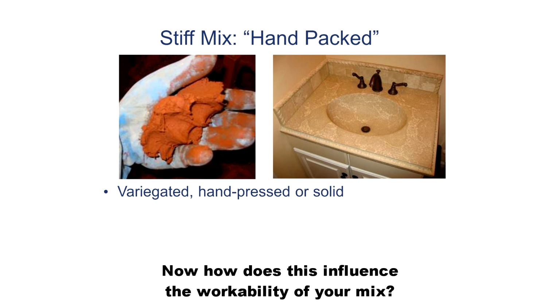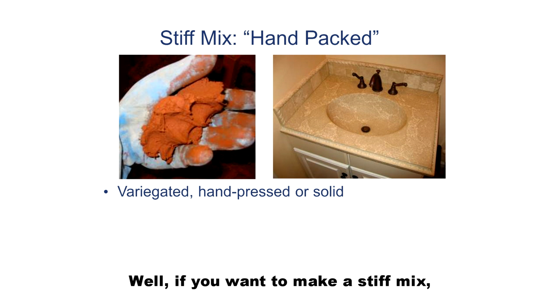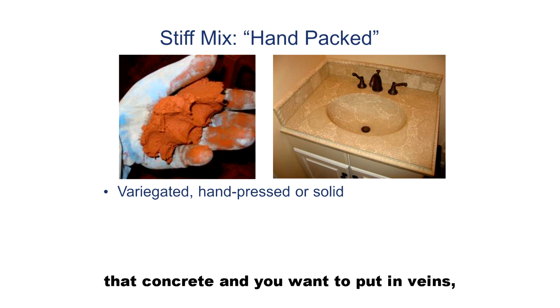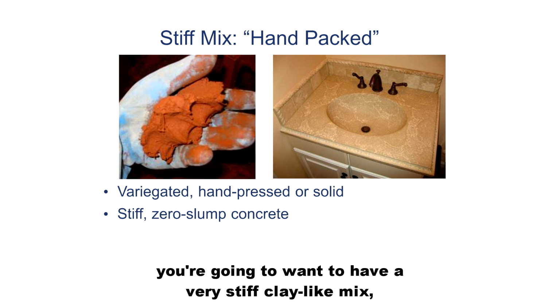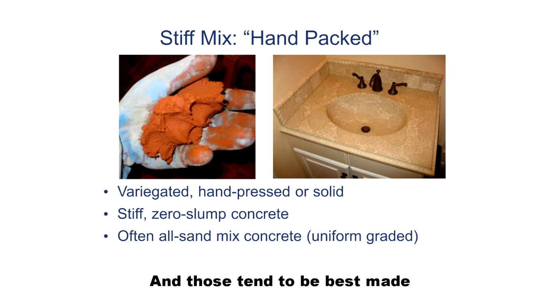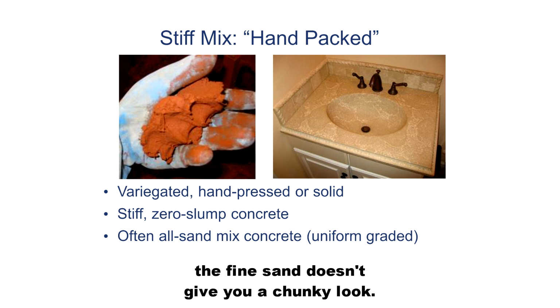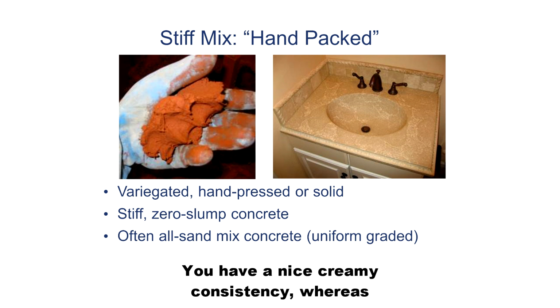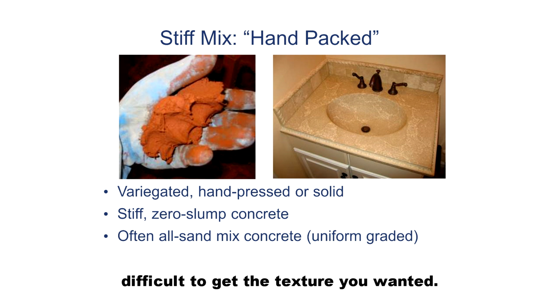Now, how does this influence the workability of your mix? Well, if you want to make a stiff mix, let's say you're going to be packing that concrete and you want to put in veins, make a variegated or a hand press look, you're going to want to have a very stiff clay-like mix, as you can see in the picture. And those tend to be best made with an all sand mix, because the fine sand doesn't give you a chunky look. You have a nice creamy consistency, whereas if it had gravel in it, it would be more rocky and difficult to get the texture you wanted.